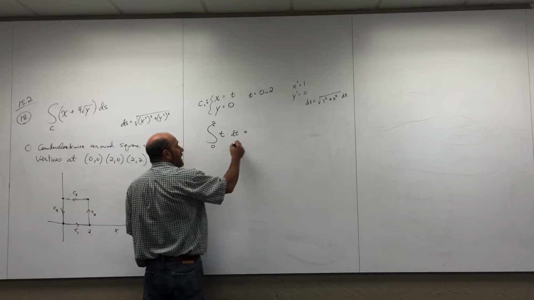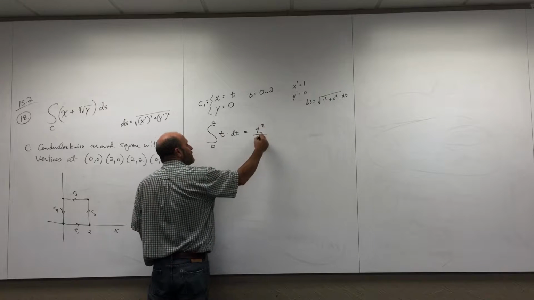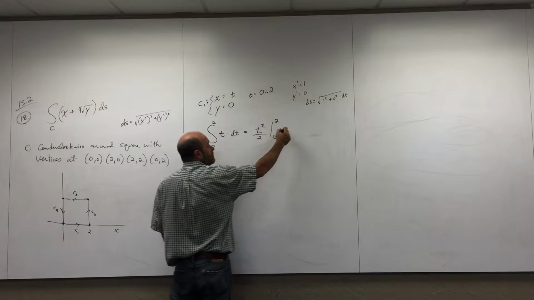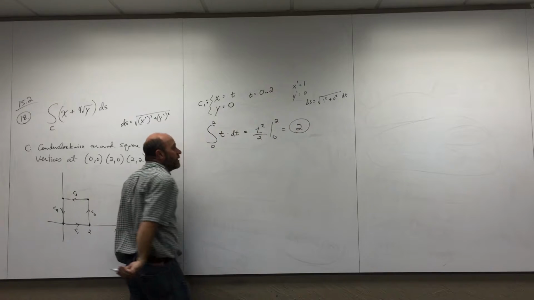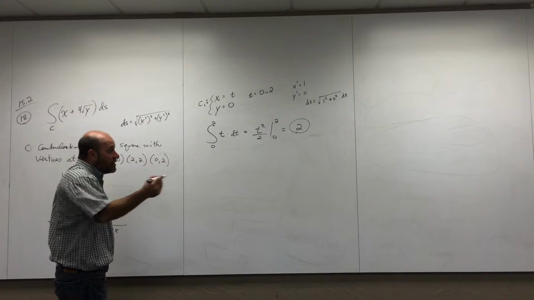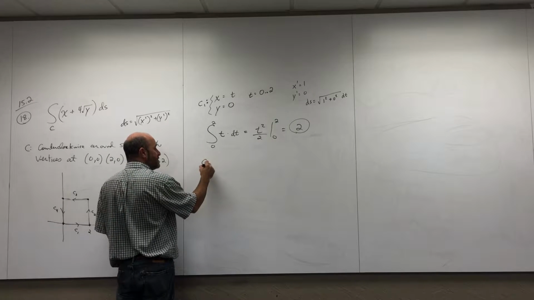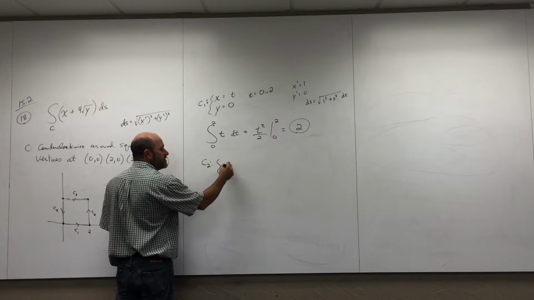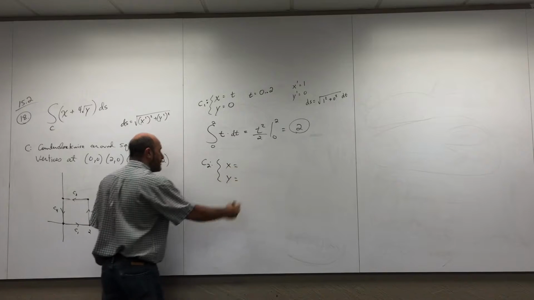Here, we'll finish it. It's easy. t squared over 2 from 0 to 2. I think that's 2. So that's C1. I got to do 3 more of these. Let's work on C2 here a second. A parameterization for C2. I need x and I need y.